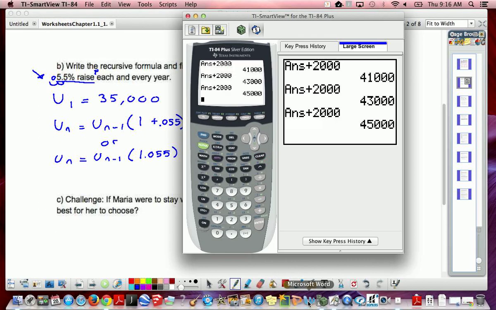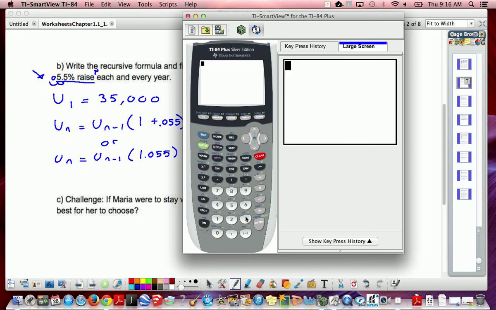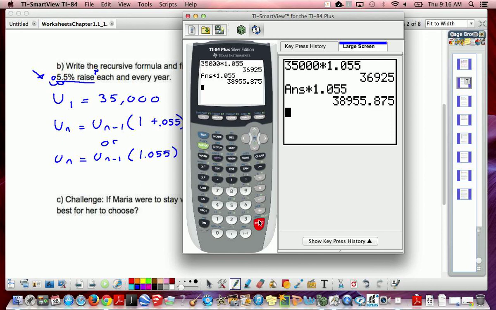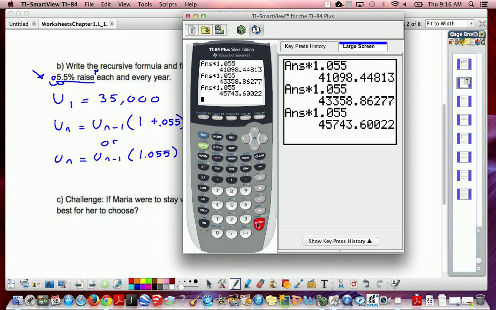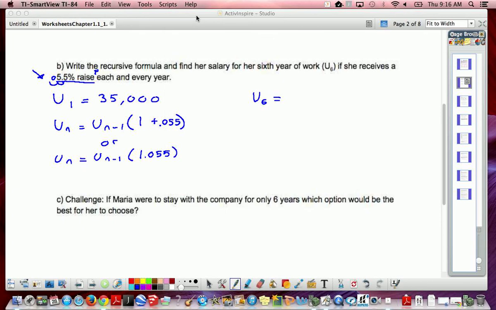So going back to my calculator, I start with 35,000. And I'm now going to times it by 1.055. That's why I like to do it, then I don't have to deal with the parentheses. So that's how much I get out of my second year. Times it by 1.055. Times it by my third year, fourth year, fifth year, and sixth year. So my sixth year, I am making $45,743.60.